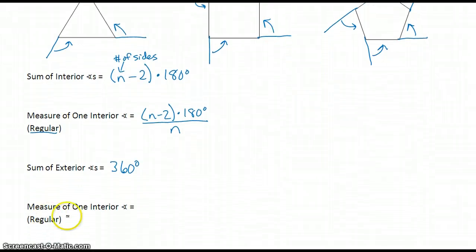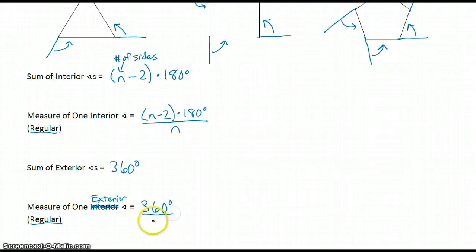If I want to find the measure of one exterior angle of a regular polygon, in a regular polygon all the exterior angles are going to be congruent. So I want to take 360, my total, and divide by the number of sides.